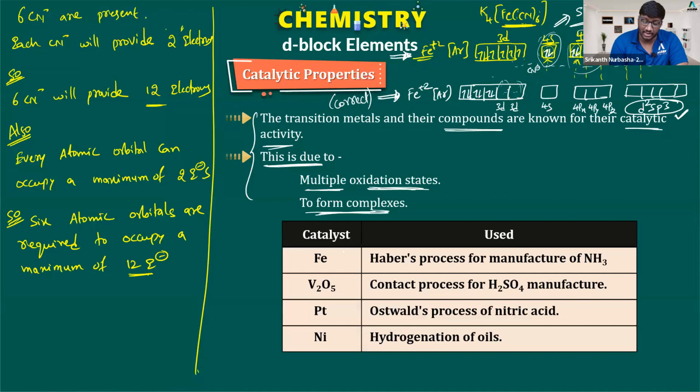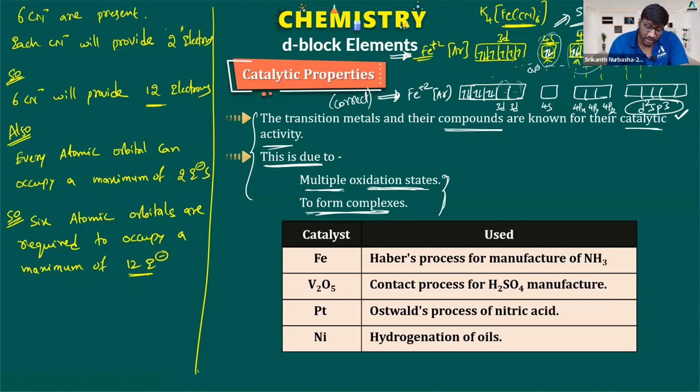Write down these. D block elements can form complexes. Why? Just now I have told you why: their vacant orbitals, we have looked at K4[Fe(CN)6] also. The d block elements can form complexes and they have multiple oxidation states. Because of these two reasons, they can act as catalysts.